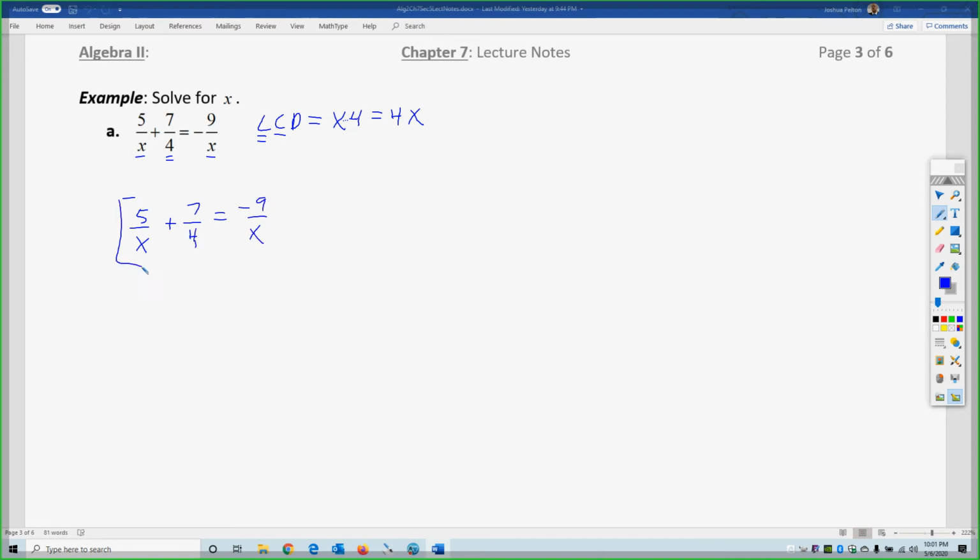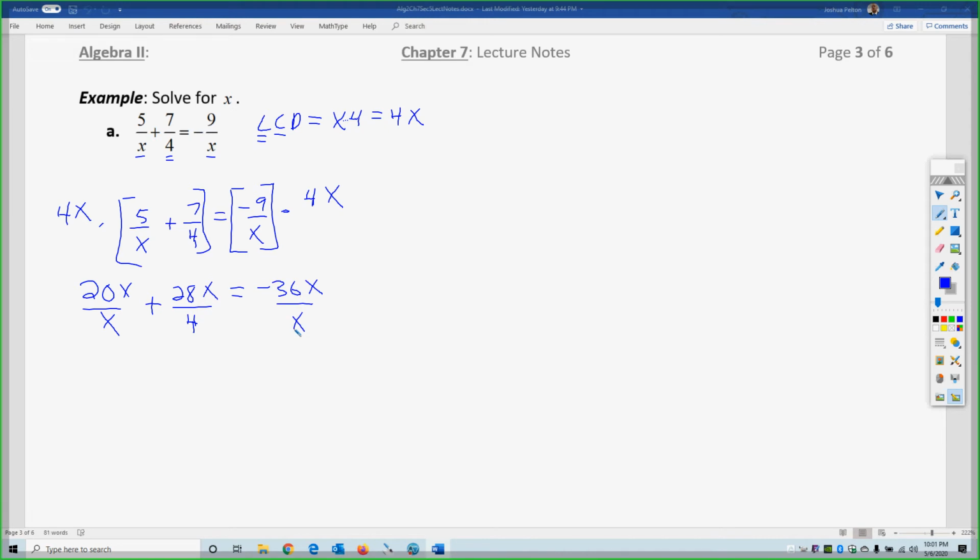Okay. And this whole side has two terms and the right side has one term. They both get multiplied by 4x because when you solve equations, what you do to one side of the equation, you do to the other. So that gives me 20x over x plus 28x over 4 equals negative 36x over x.